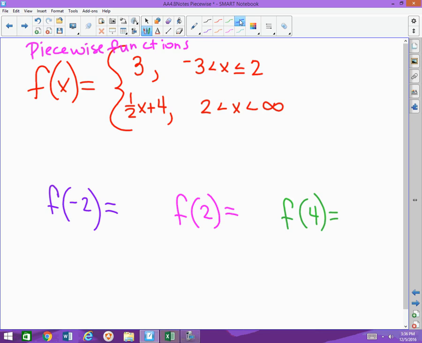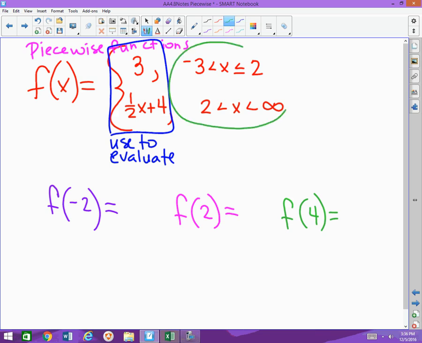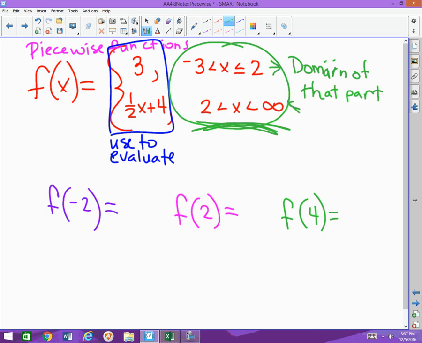Now, in this piecewise function, this part of it is what you use to evaluate. This part of it is the domain of that part. So first you have to look at this part to determine which part it fits into, and then you evaluate the function using the thing in blue.